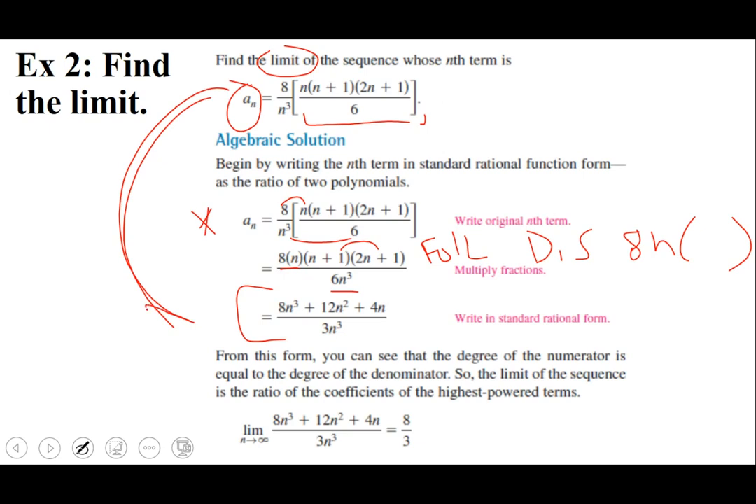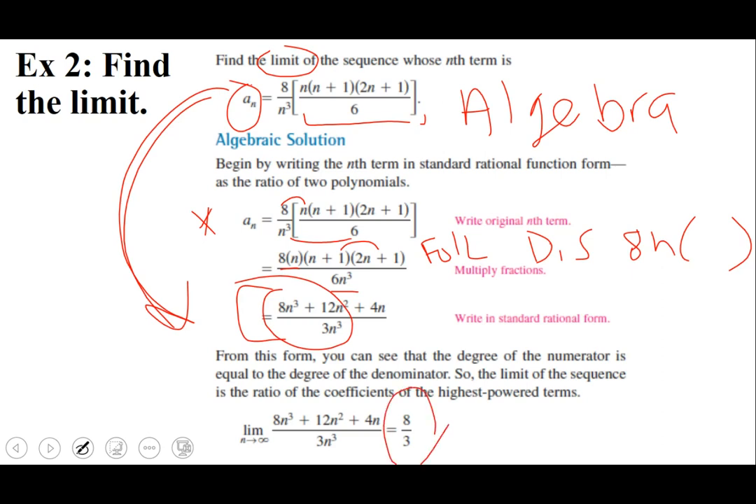All you really have to be able to do to set the scene for next year is the algebra that's involved with going from the original problem into this simplified version. Once you have this simplified version, if I ask you for the limit, you can compare the degrees. You'll notice that they're the same, which means that the limit converges to 8/3.